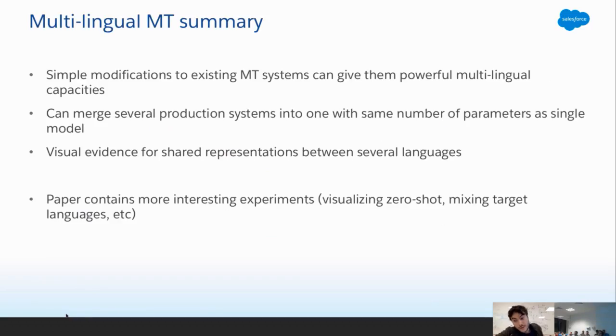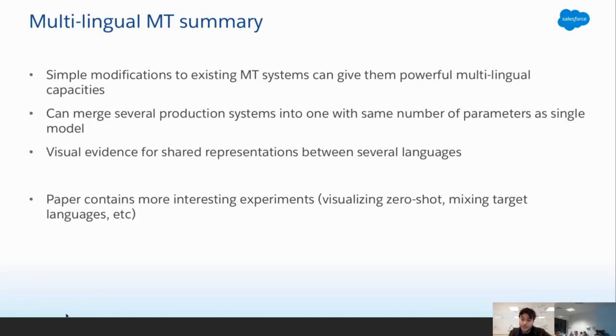So in summary, we just saw that making very simple modifications to the way an MT system treats data can give it powerful multilingual capacities. And we can merge many production systems into a single one with that trick. And we also see some visual evidence for shared representation between several languages, which is very exciting.